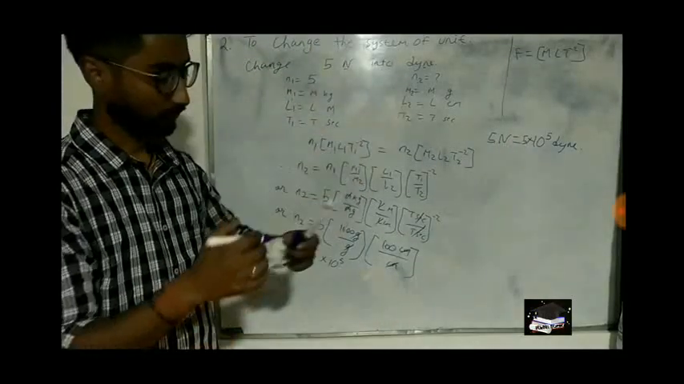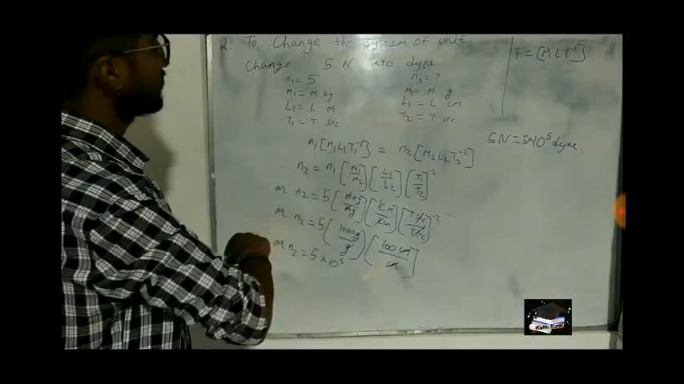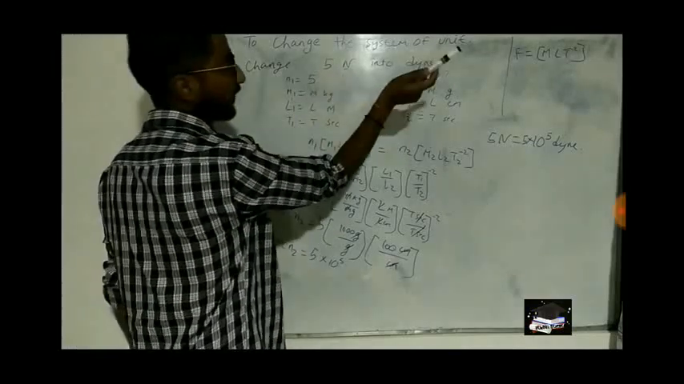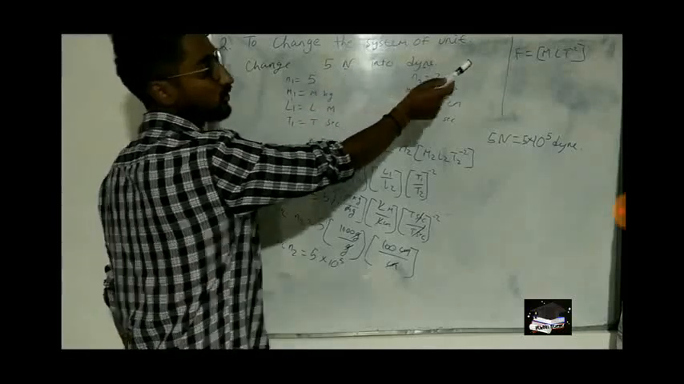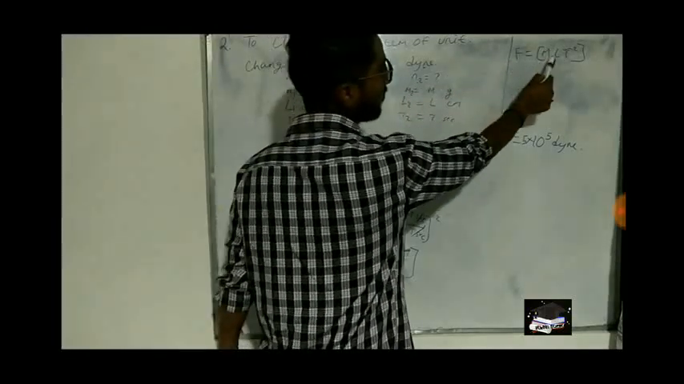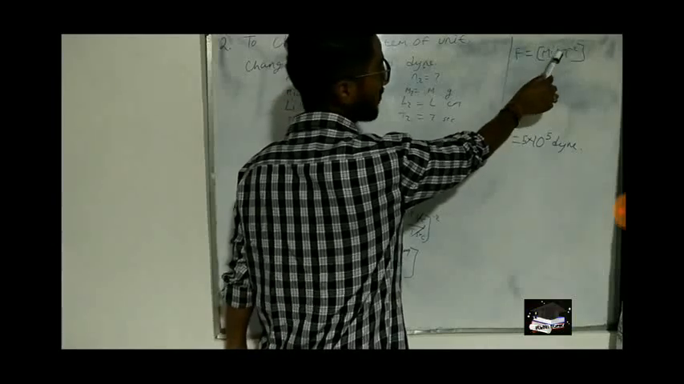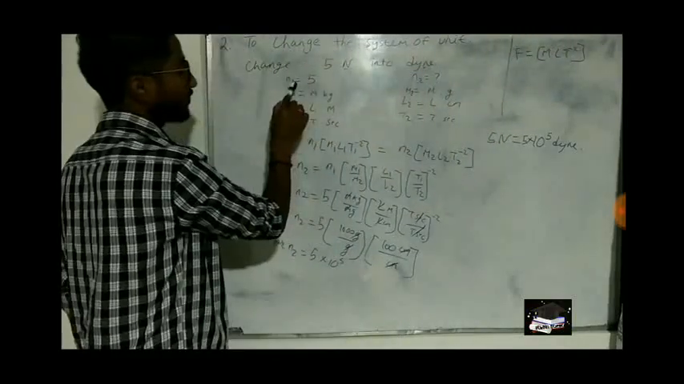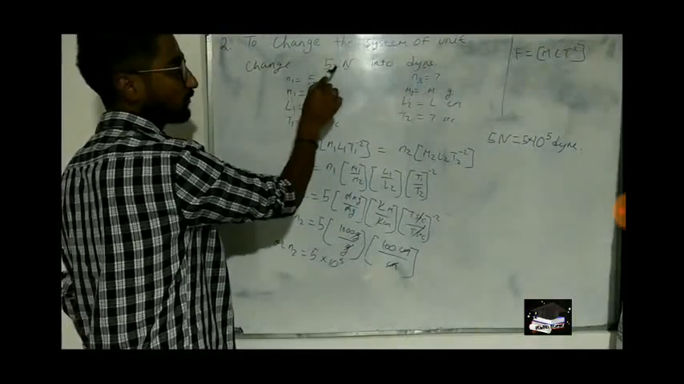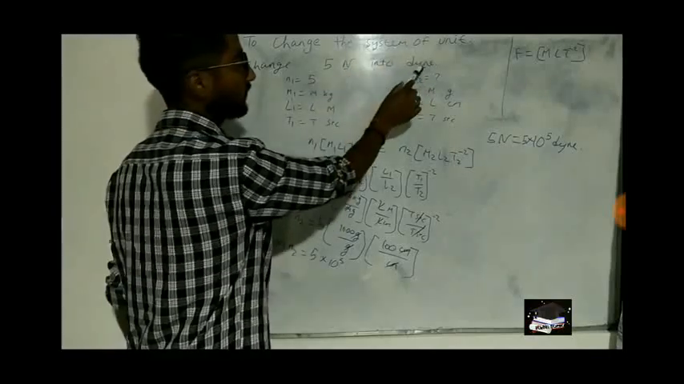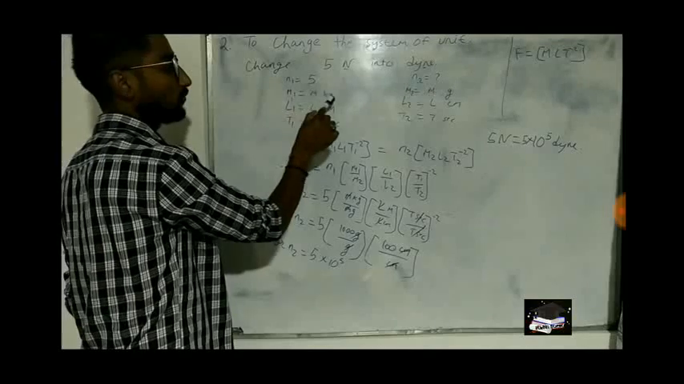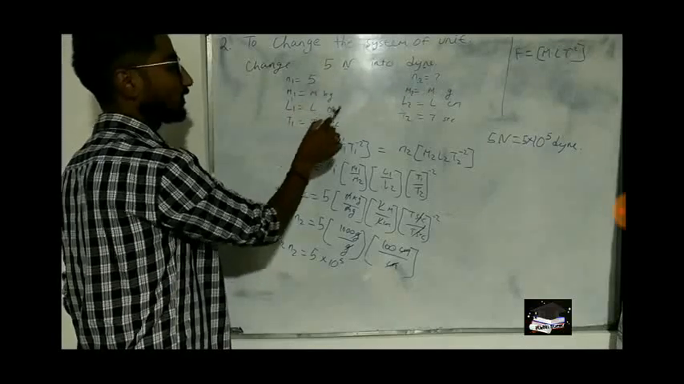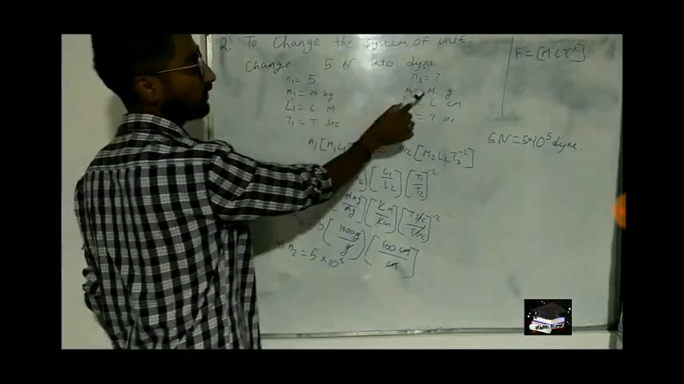I hope you understood this. Let me quickly revise it. We have to convert 5 Newton into dyne. Newton and dyne are units of force, so we write the dimension of force, MLT to the power minus 2. So we need mass, length, and time. N1 is 5, already given. N2 we have to find out. For Newton, M1 is in kg because it is SI, length is in meter, and time T1 is in second.